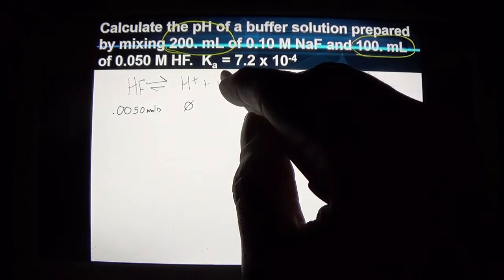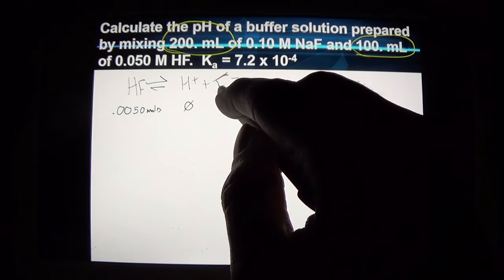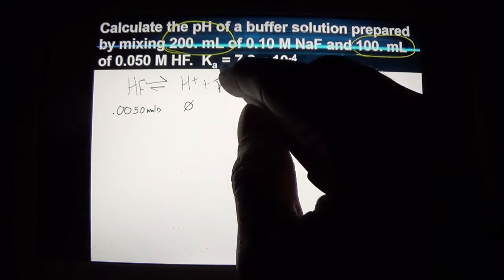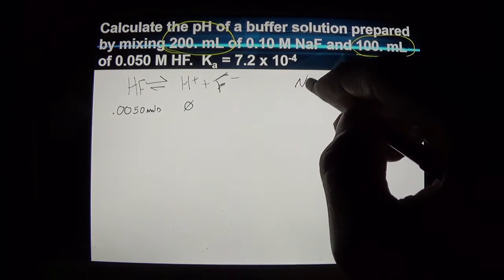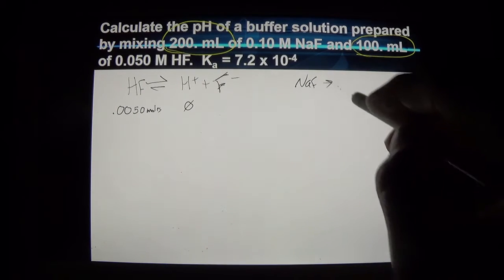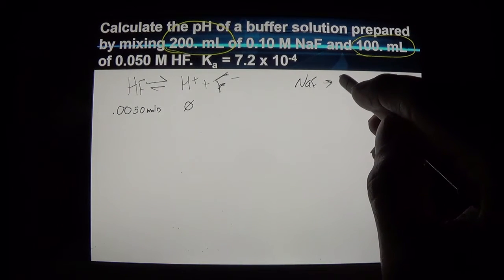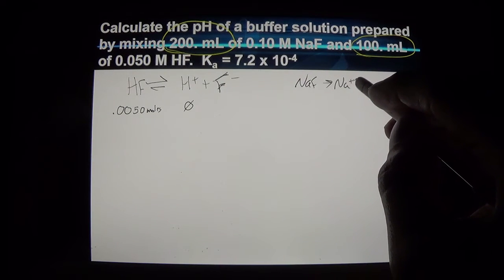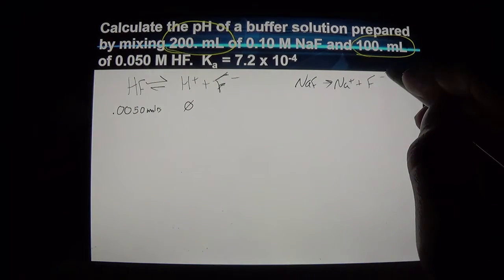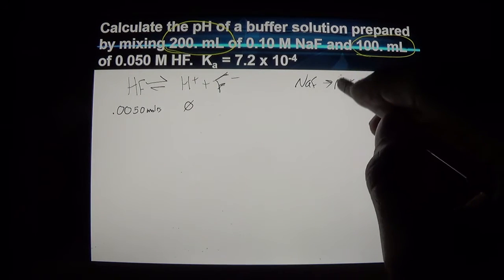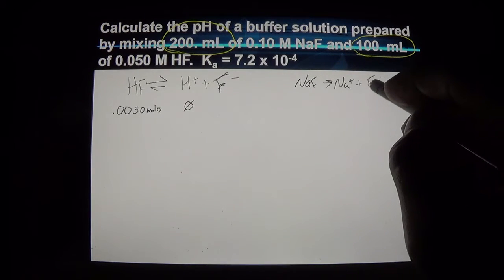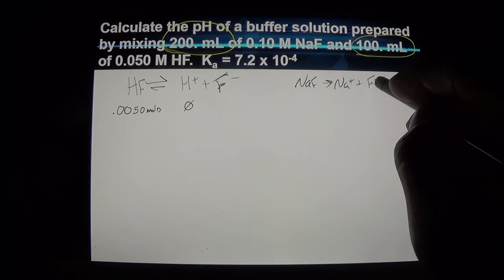For the fluoride here, I'm tempted to put a 0, but I shouldn't because I have some sodium fluoride. And we know that sodium fluoride is a very soluble salt, so one-way arrow, and it's going to give me sodium ions, which I don't care at all about, and fluoride ions, which I do. Those sodium ions can just stay floating around in the beaker. I don't care about them. They're spectators, not doing anything. That fluoride ion, I do.